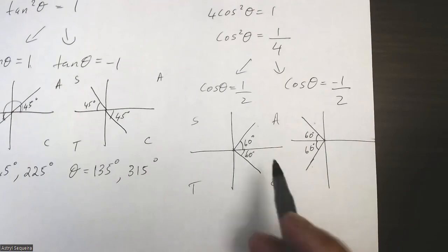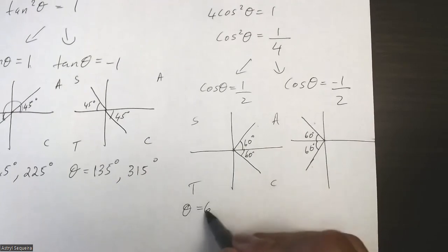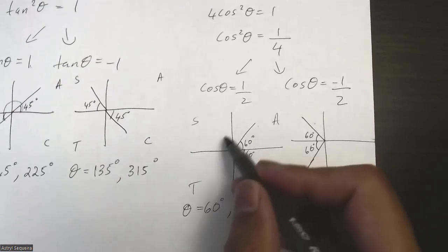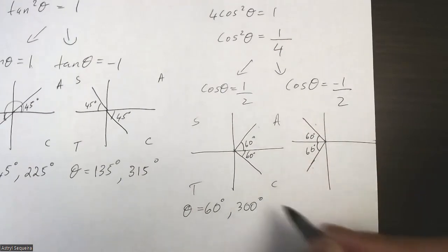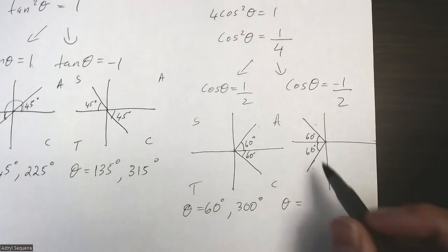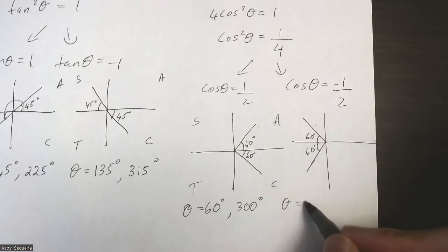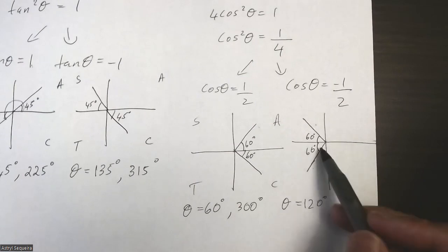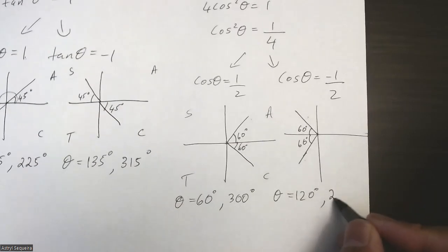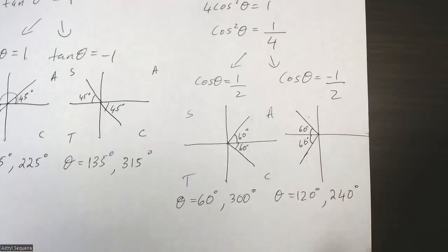And I can list my solutions. So here, my first solution is just 60 degrees. My second solution is 360 minus 60, which is 300 degrees. Here, my first solution is 180 minus 60, which is 120 degrees. My second solution is 180 plus 60, which is 240 degrees. Again, 4 solutions in total for this question.